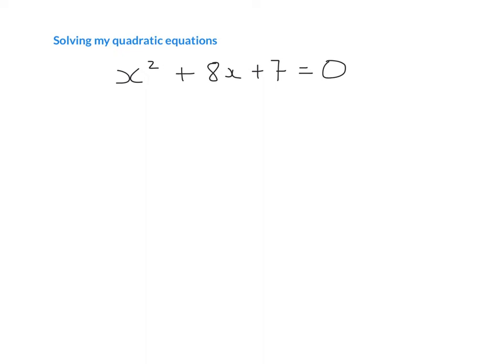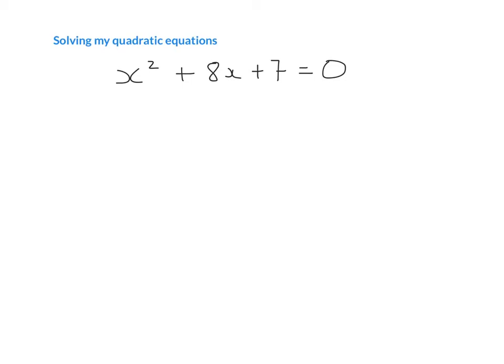Hi guys, so in this video we're going to look at solving quadratic equations. So the first thing on the Junior Cert is to be able to recognize that this is a quadratic equation, and as we spoke about previously when we looked at factorizing quadratics, quadratics are where we have an x where the highest power is 2.